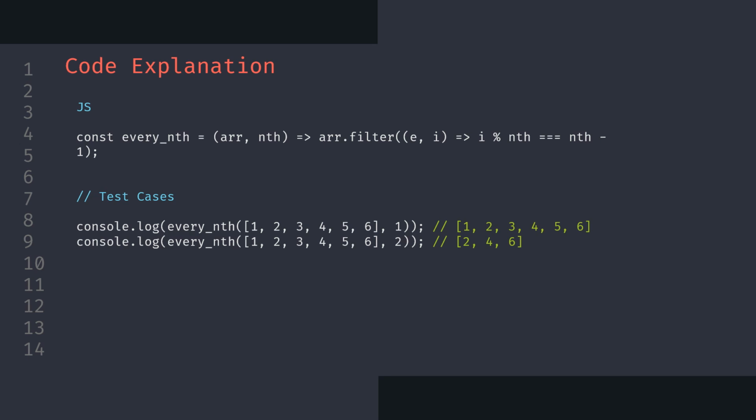Here's the implementation. The function takes two arguments, the array r and the interval nth. We use the filter method to process each element. The condition i modulo nth is equal to nth minus 1 ensures that we pick only the nth elements. Finally, the function returns a new array containing the selected elements.